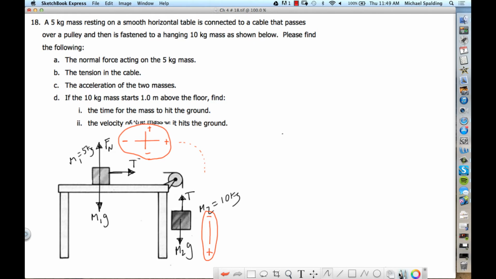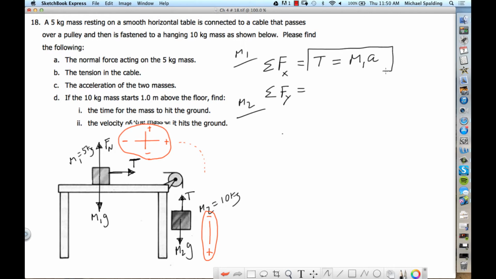All right. Now, here we go. So we did free body diagrams. Now we're going to sum the forces. So we're going to go M1, M2. So summing forces for M1, we're going to do it X and Y, because we have X and Y for M1, right? What's the only force in the X direction for M1? Tension. That's it. So that's T, the sum of the forces. What is it equal to? MA. But don't just say MA. M1A. Tension equals M1A for object 1.